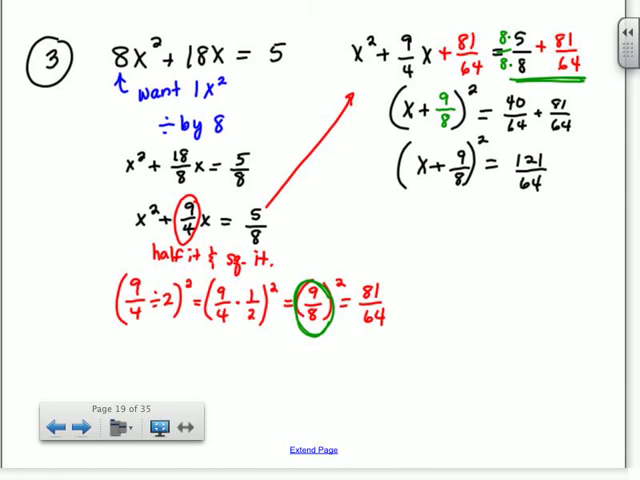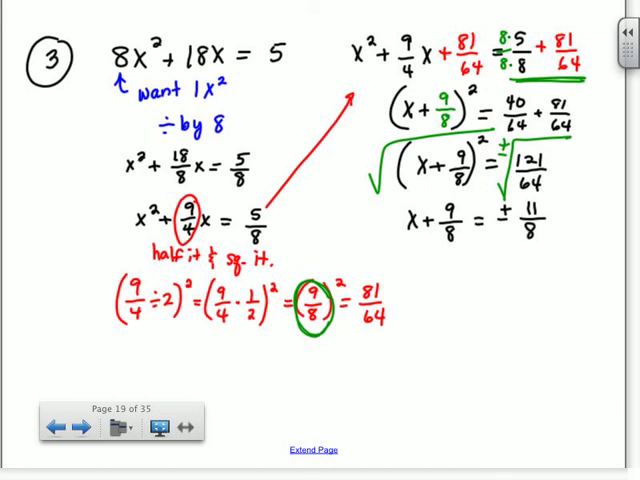Now you can take the square root of both sides and write plus or minus. So you get x plus 9 over 8 equals plus or minus, and you just take the square root of the top and the bottom. So the square root of 121 is 11. The square root of 64 is 8.